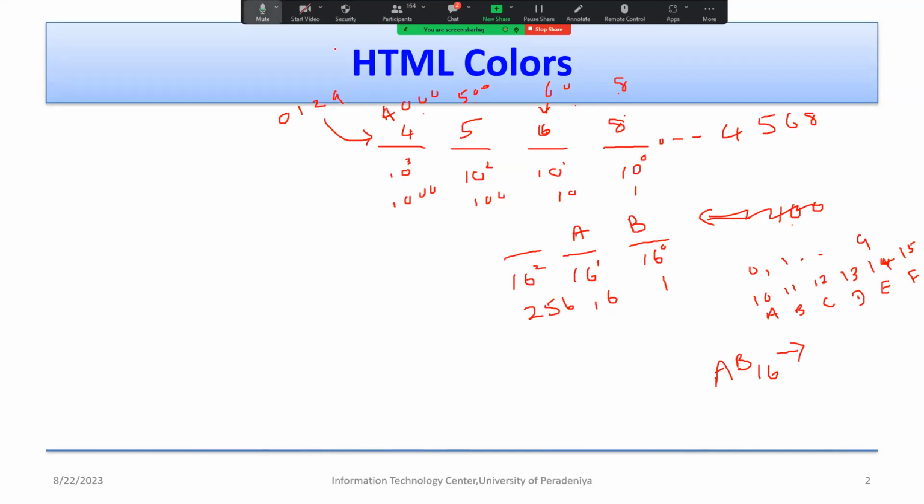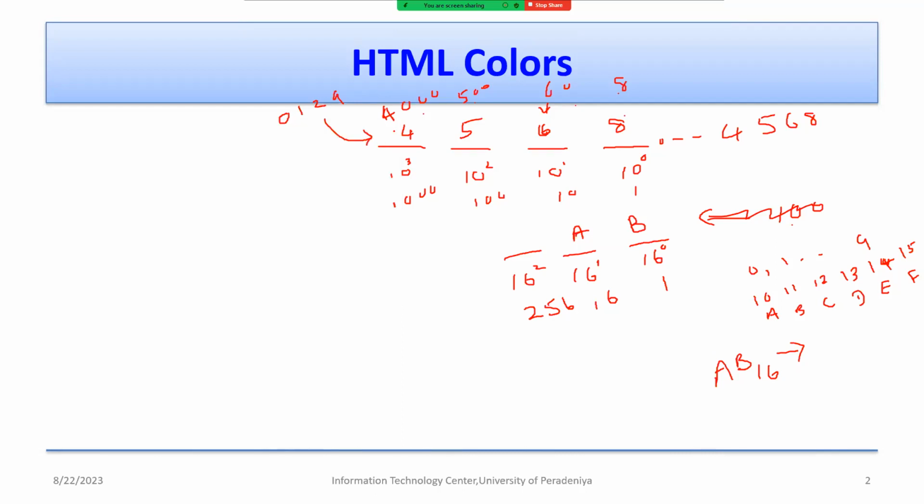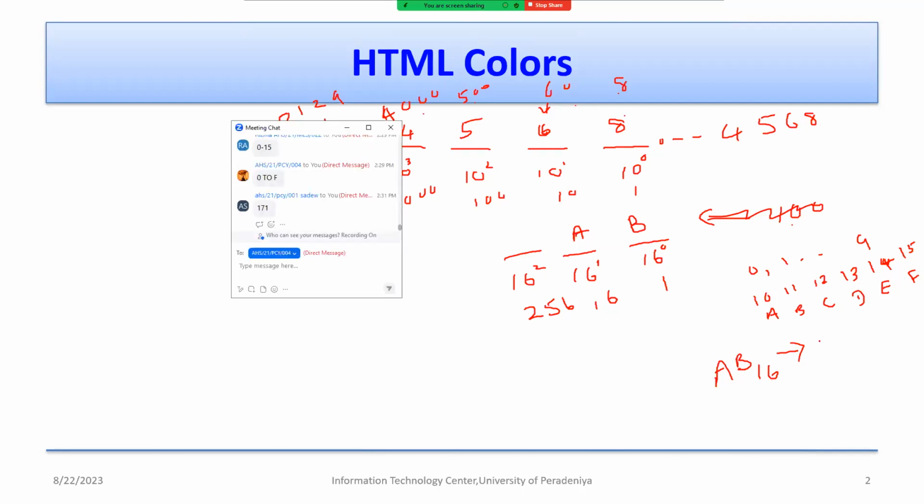Yes, those who have followed ICT as a subject. What is the value? A, B in the hexadecimal number system. This is very easy. PCY001, your answer is okay. Correct. What about others? Can you send me the answer for A, B in the hexadecimal number system? The corresponding decimal value of AB16. Yes, five answers, most of them are correct. What about others?